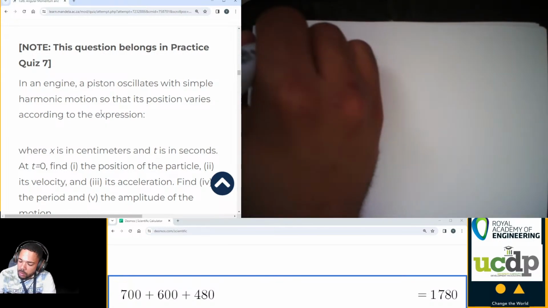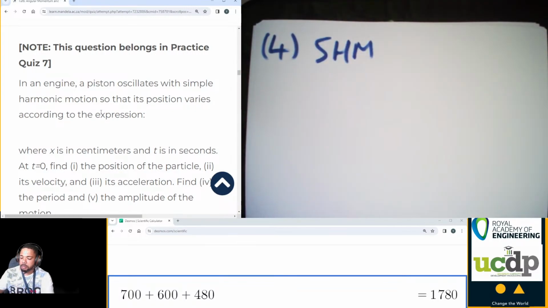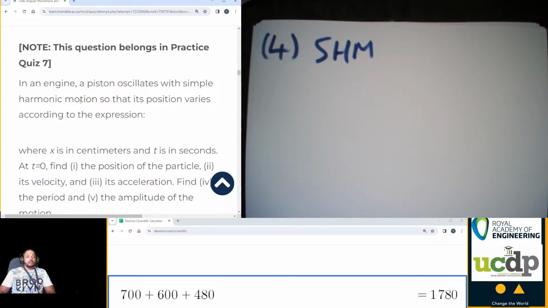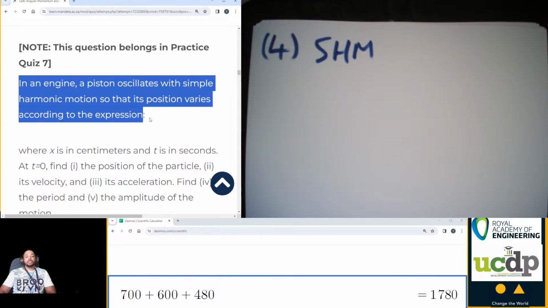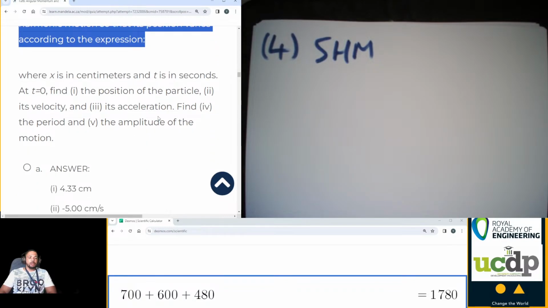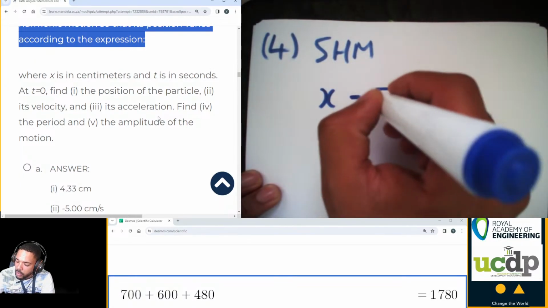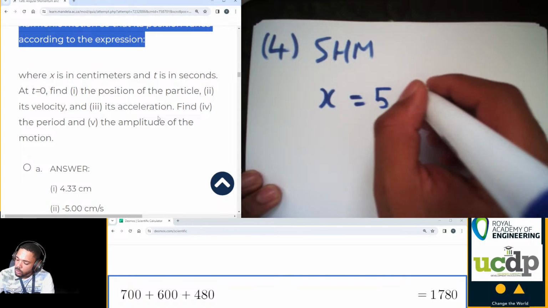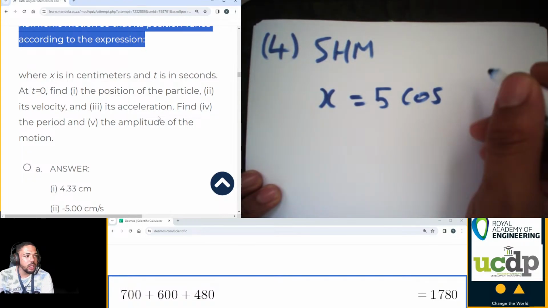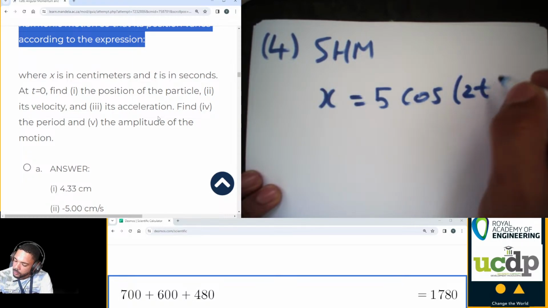Now, harmonic oscillation, simple harmonic motion, SHM. It says here, in an engine, a piston oscillates with simple harmonic motion, so its position varies according to the expression. Now, they don't give us the expression, but I will give you the expression. This expression is x equal to 5, which is the amplitude, cos of 2t plus pi over 6.